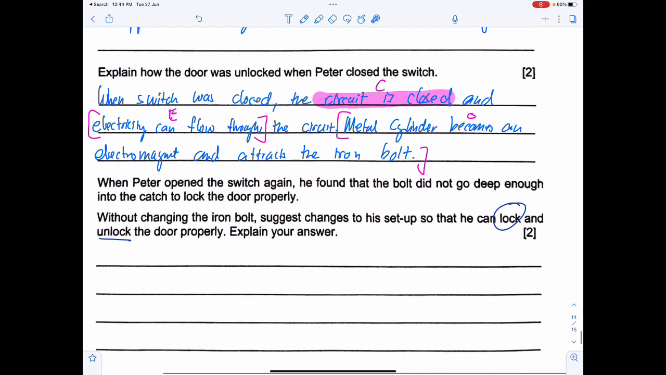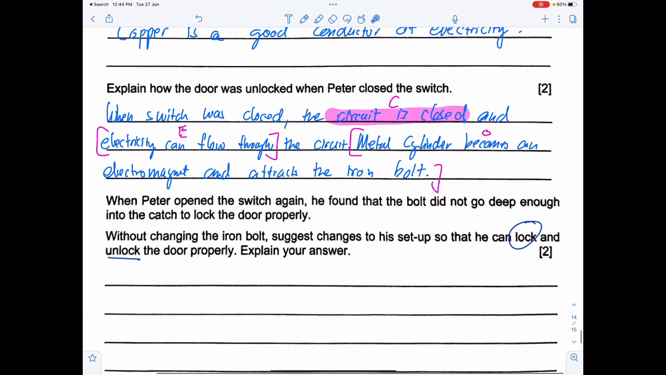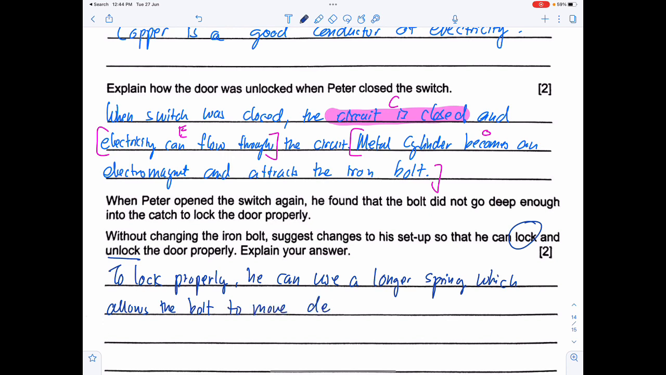So to lock, okay, to lock properly, he can use a longer spring which allows the bolt to move deeper, okay, into the catch.